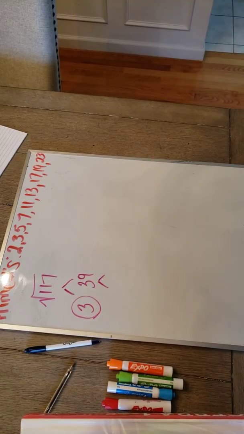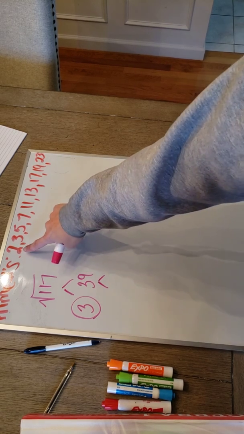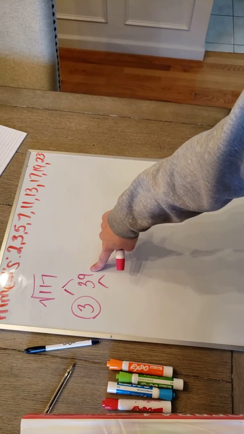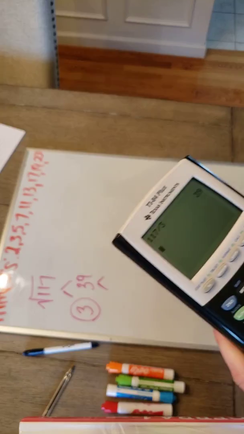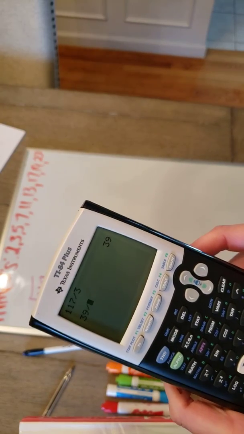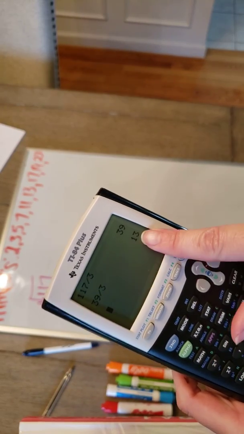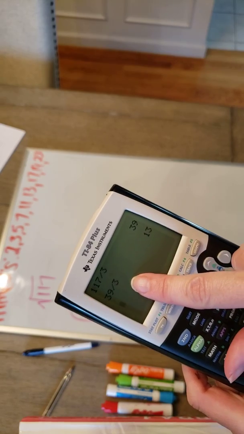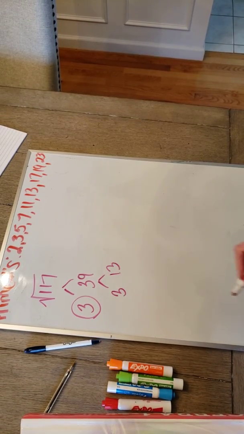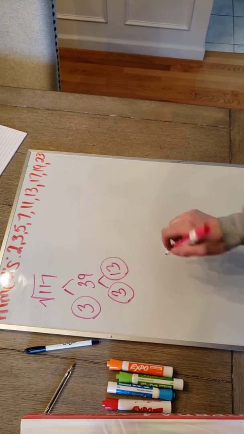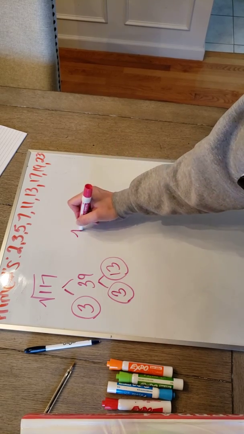Some of you might know what that breaks down to, and some of you might not. So again, is it divisible by 2? No, because it ends in an odd number. Is it divisible by 3? Let's see. 39 divided by 3 is 13. So we know 39 breaks down to 3 and 13. Are those prime? Yes. And that was actually a really quick one.